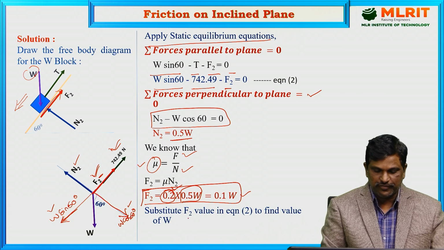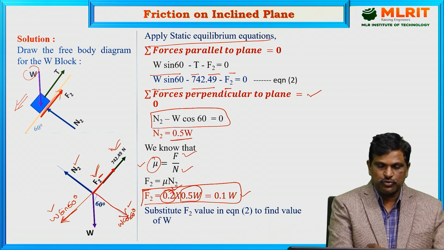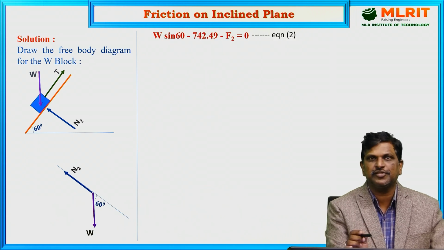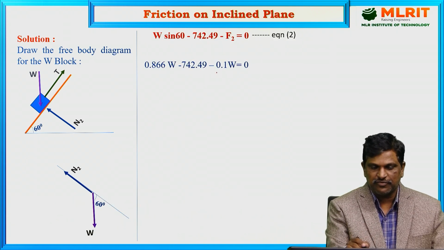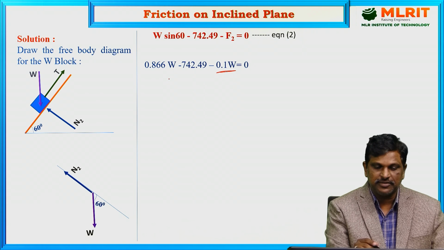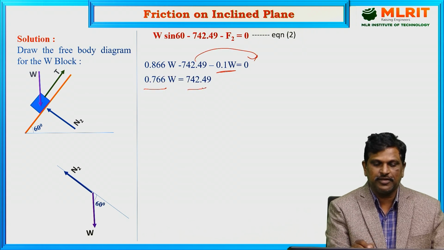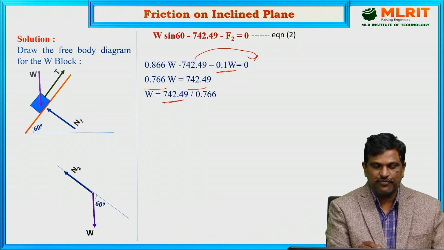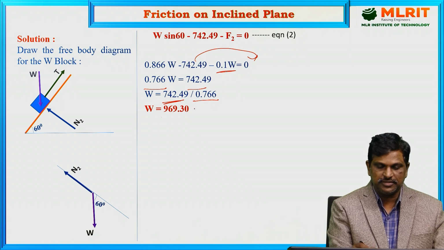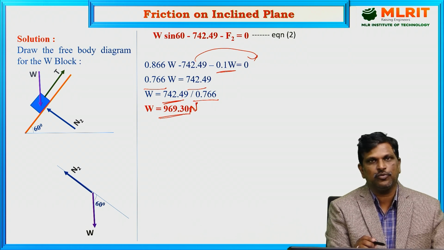Now substitute this F2 value in equation number 2 to find the value of W. So this is the equation. Substitute F2 equal to 0.1 W. By solving this equation, take all W's to the LHS and the numerals to the RHS and solve. So we will get W is equal to 742.49 divided by 0.766, which is 969.30 Newtons. This is the greatest value of W.